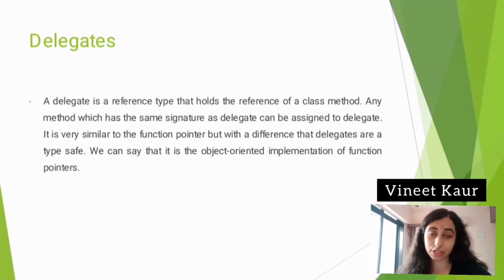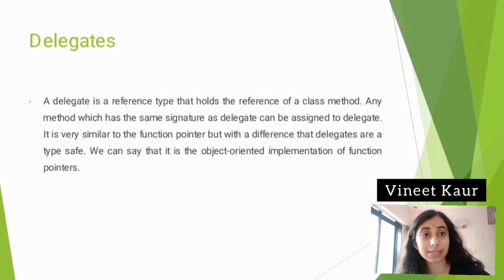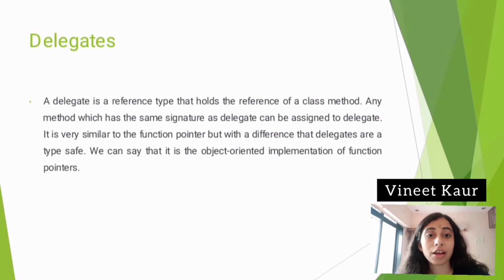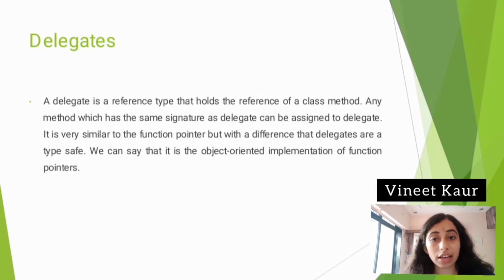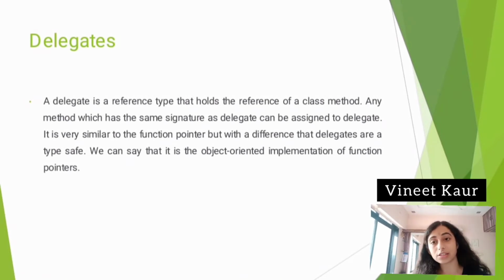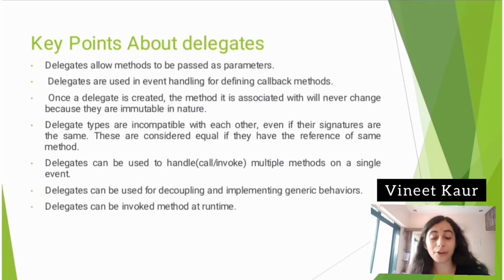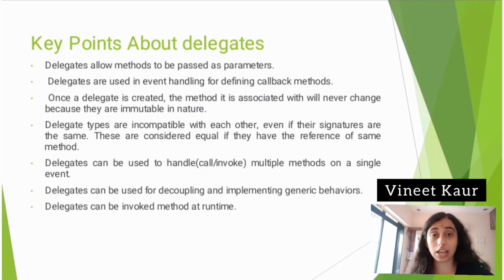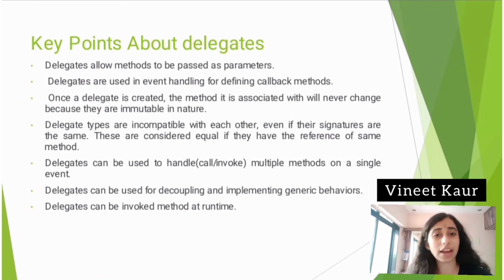A delegate is a reference type that holds the reference of a class method. Any method which has the same signature as the delegate can be assigned to the delegate. It is very similar to a function pointer, but with the difference that delegates are type safe. We can say that it is the object-oriented implementation of function pointers. Some of the key points about delegates are that they allow methods to be passed as parameters. They are used in event handling for defining callback methods.